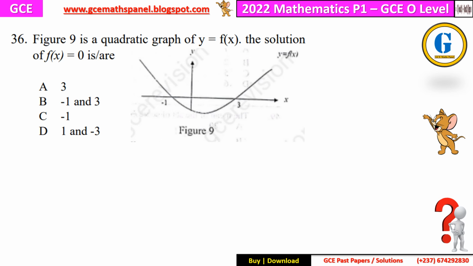Question 36. Figure 9 is a quadratic graph of y equals f of x. The solution of f of x equals 0 is r. Now the solutions are this -1 and this 3 here, the points where the curve cuts the x-axis. So we have -1 and 3.